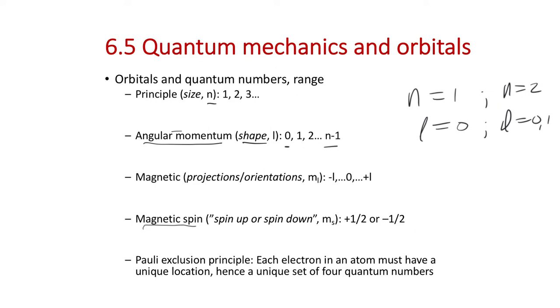Now, L is telling us something about shape. I don't want to get too far ahead of ourselves, but you may have seen this before, that L equals 0 is an s shape, a spherical shape. L of 1 is a p shape, kind of like a lobe or an infinity sign. L equals 2 is a d shape. L equals 3 is an f shape.